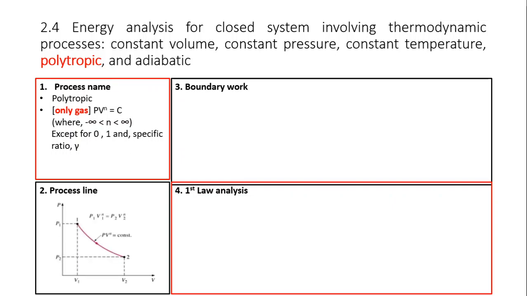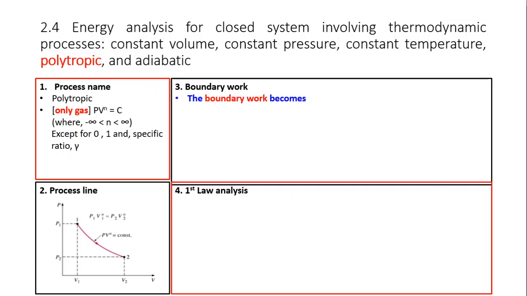The process line for a polytropic process is a curved line. However, the difference between this curved line and the curved line for an isothermal process is the degree at which the curve is bending, which now depends on the index number n. And also, this process line is only valid for ideal gases.